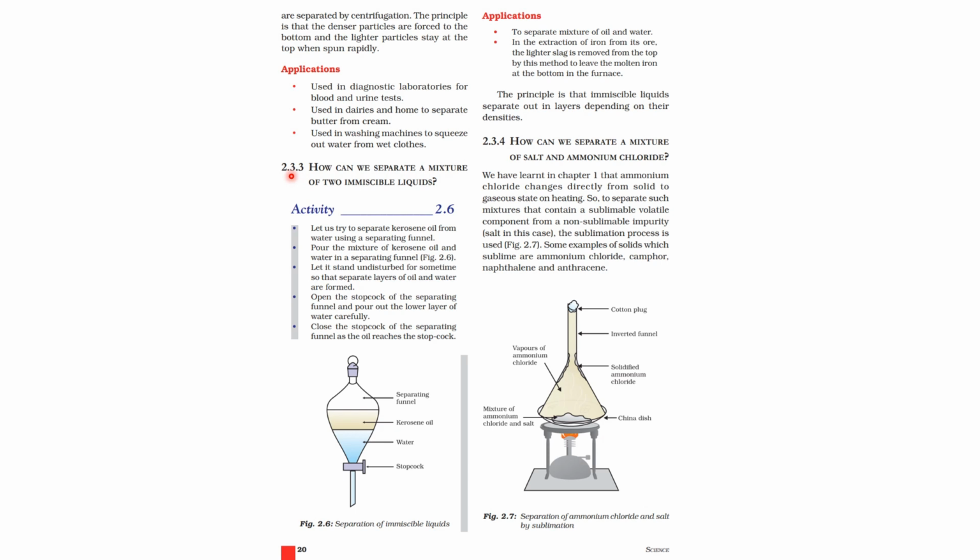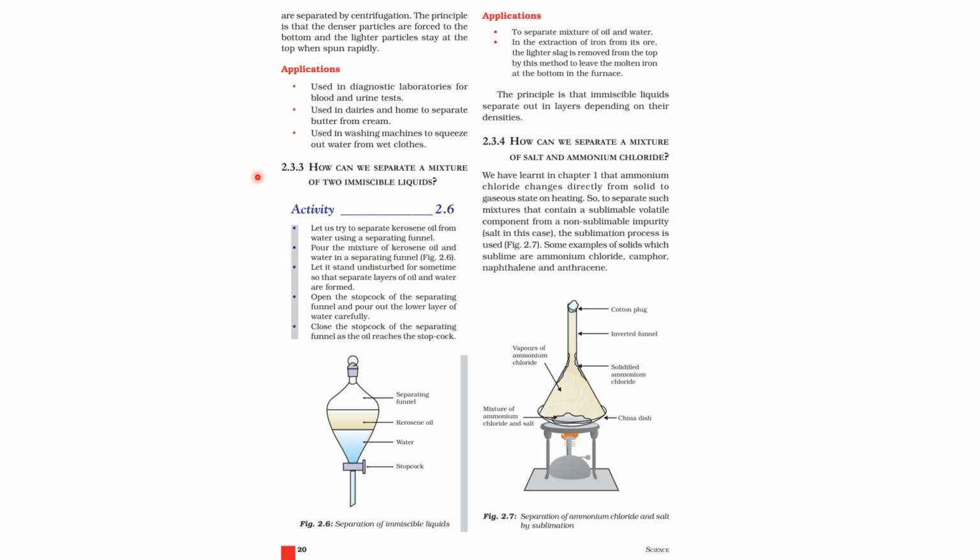Next we will move on. How can we separate a mixture of two immiscible liquids? Before that we have to learn what is meant by miscible liquids. Miscible liquids are liquids that completely mix into each other to form a solution. They are called miscible liquids. For example, alcohol when added to water gets completely mixed.